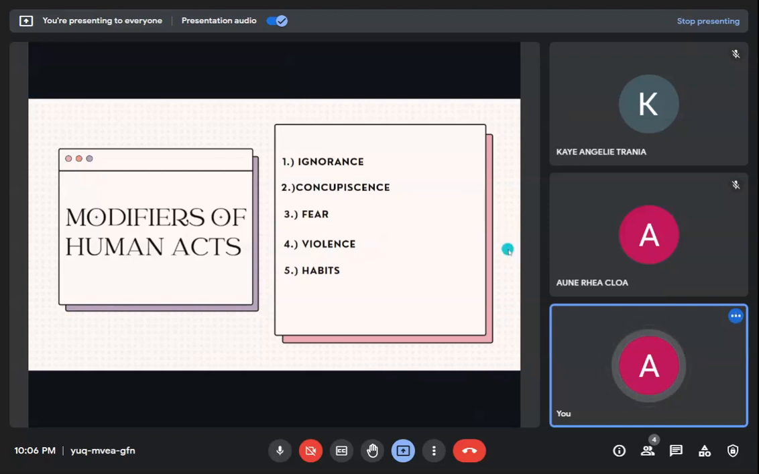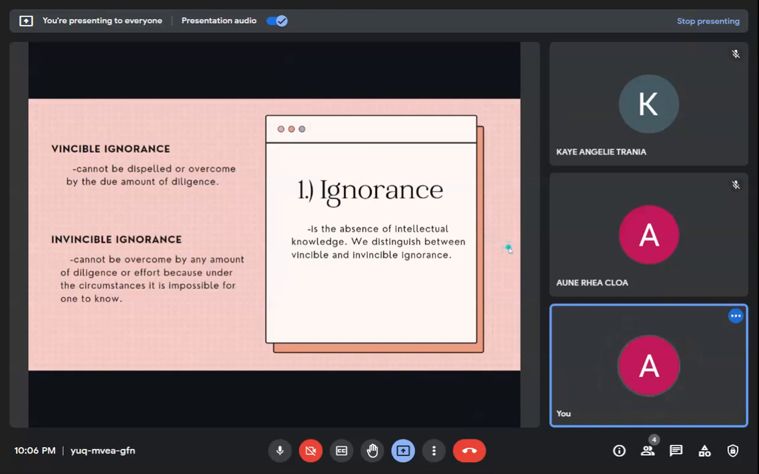So we have first the ignorance. It is the absence of intellectual knowledge. We distinguish between the vincible and the invincible ignorance. Ignorance is the absence of necessary knowledge, which means knowledge that a person in a given situation, who is performing a certain act, ought to have. So the ignorance is a negative thing, for it is a negation of knowledge. In short, this is the mere absence of the knowledge.